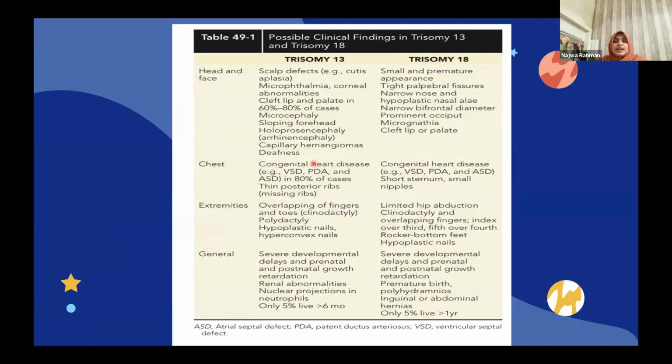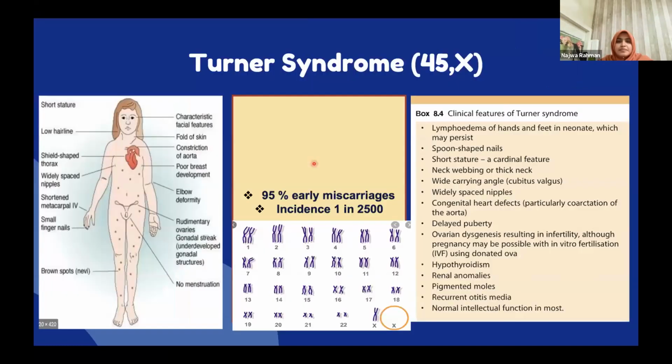Okay, this table explains the differences between trisomy 13 and trisomy 18. So you can read later. Okay, the next one is Turner syndrome.